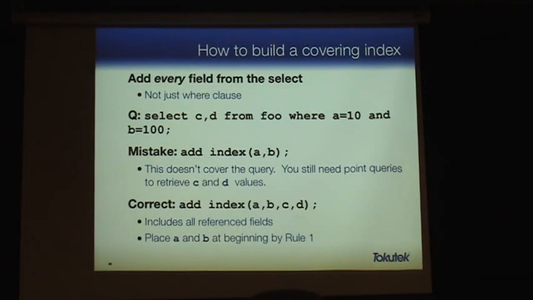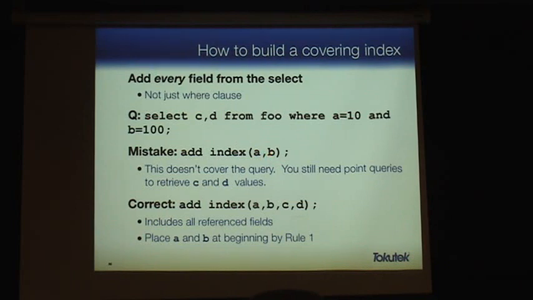So how do we build a covering index? Well, you add every field. The key is to add every field from the select. A mistake that I have seen happening a bunch of times is that you have a query such as this, where you select C and D from foo where A is equal to 10 and B is equal to 100. The mistake people make is they basically just apply the very first rule that we had. They just focus on the where clause. They say, oh, my where clause is on A and B. That's the only index I need. I'm going to make an index on A and B.